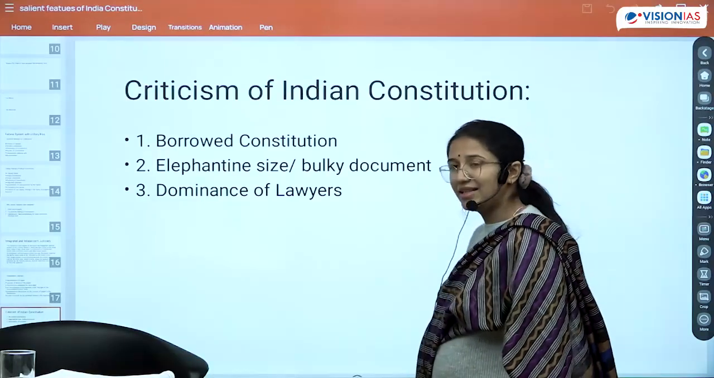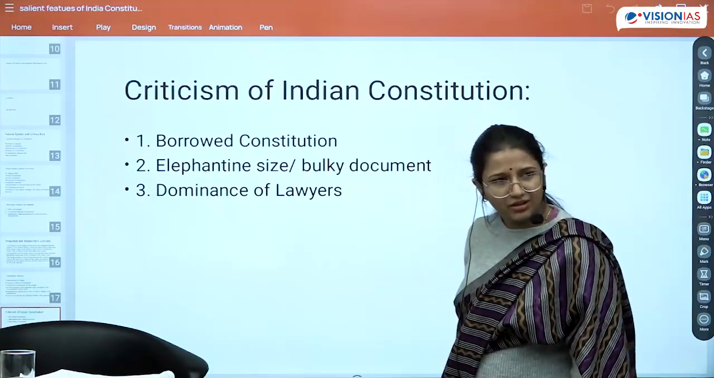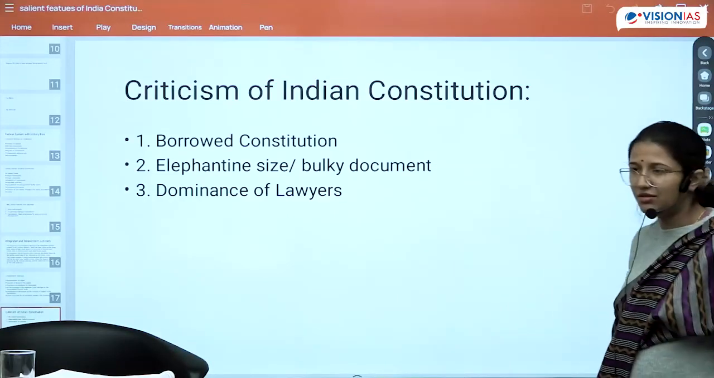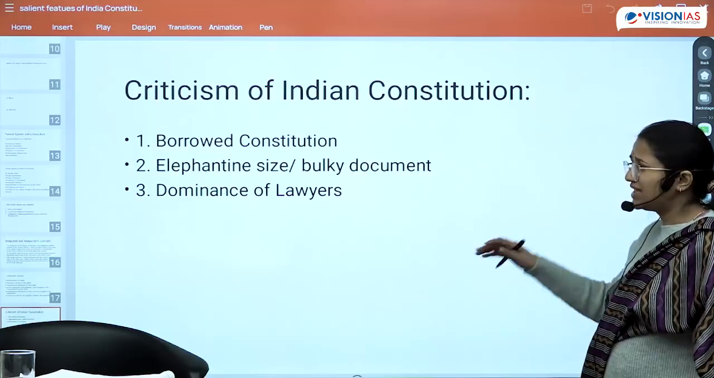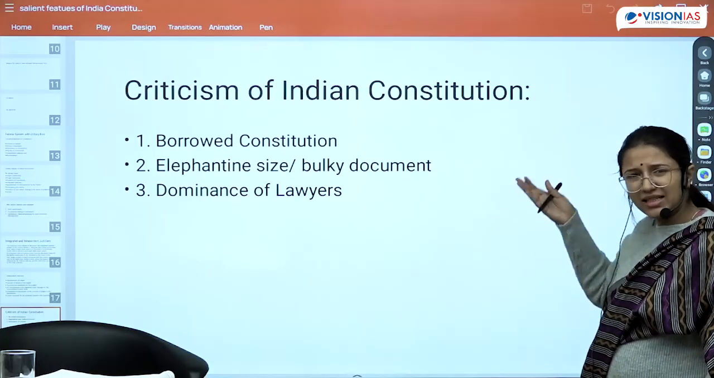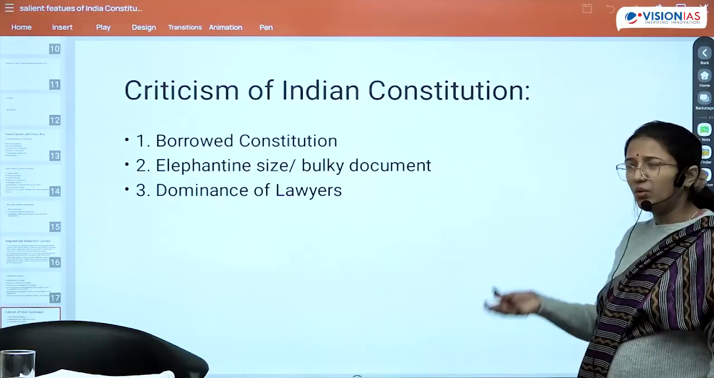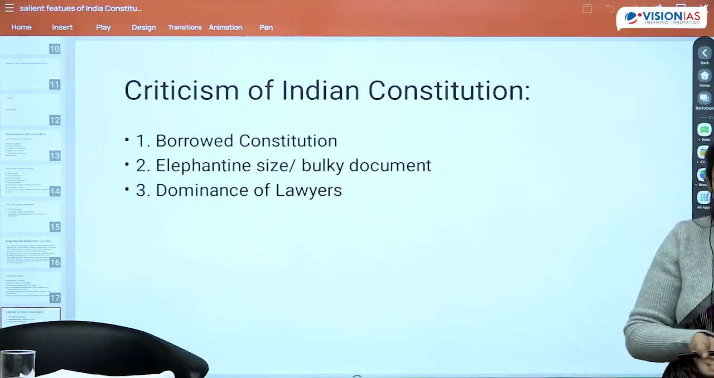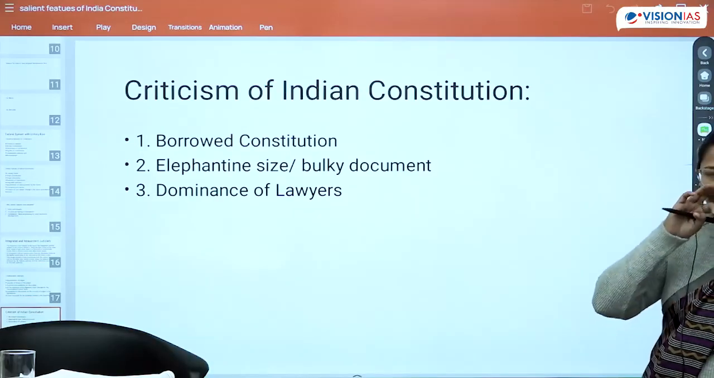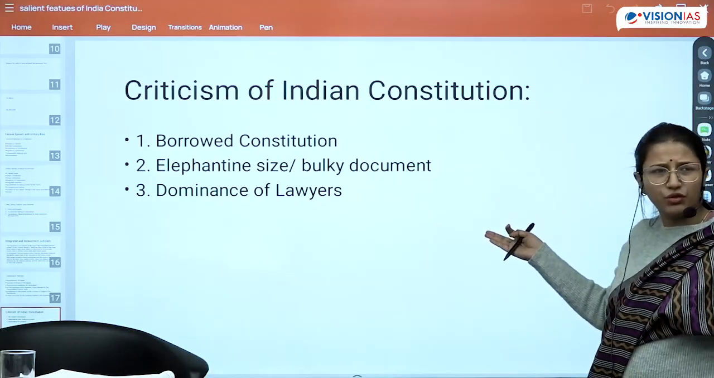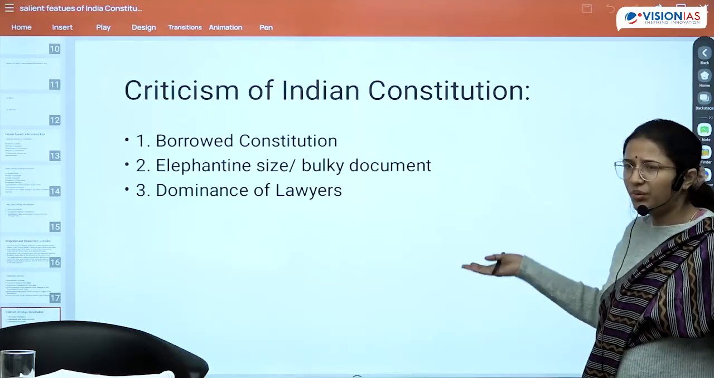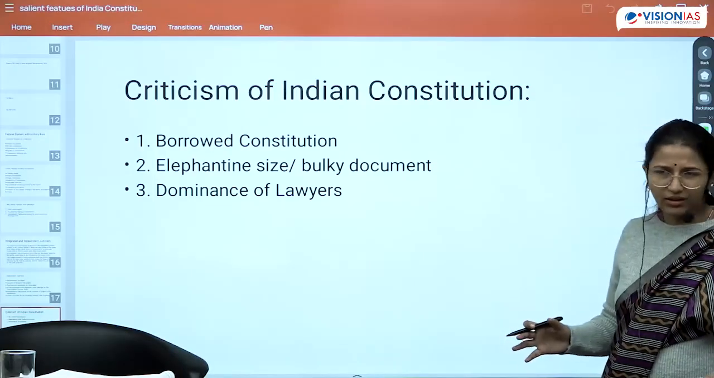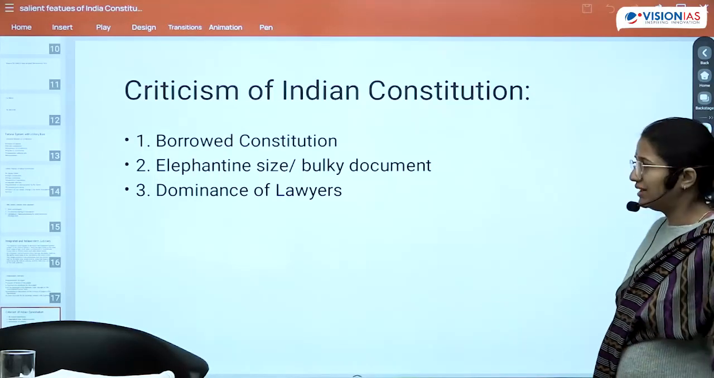Then the elephantine size, the very lengthy nature. The Indian Constitution is the longest written constitution. So there is the complexity of its language. Why is such a lengthy constitution required when the constitution is expected to be a basic framework of governance? How has the Constitution of India become such a lengthy document comprising 448 articles, 25 parts, 12 schedules? It has become a very, very big document, and it should have been more crisp.